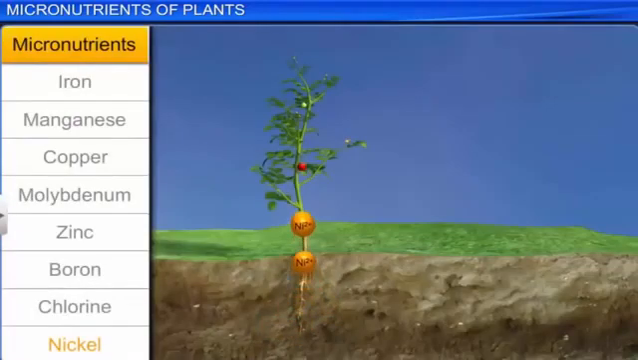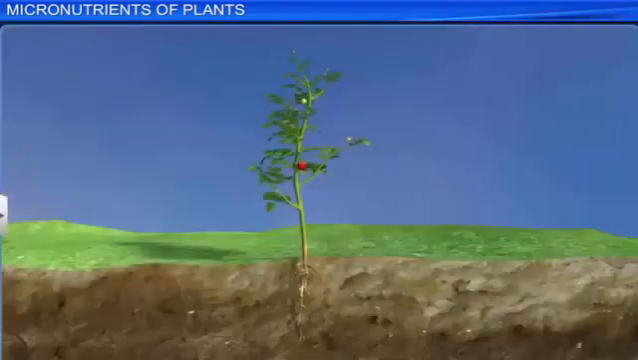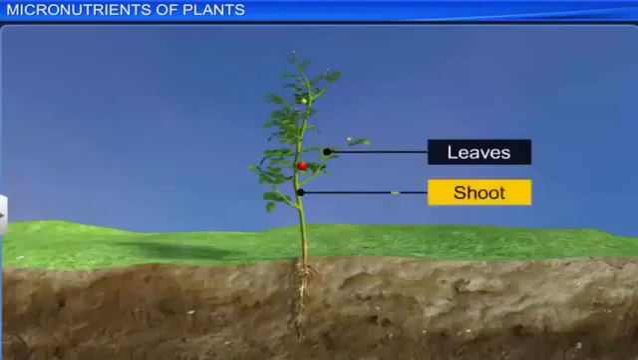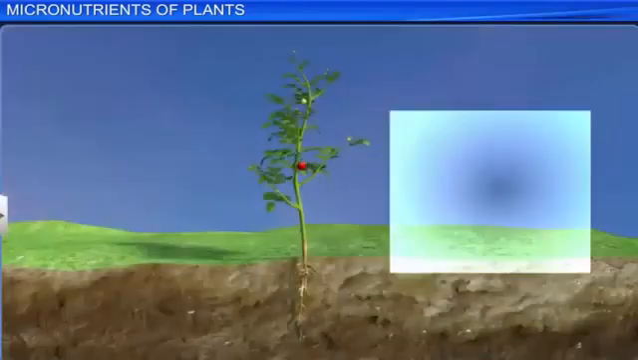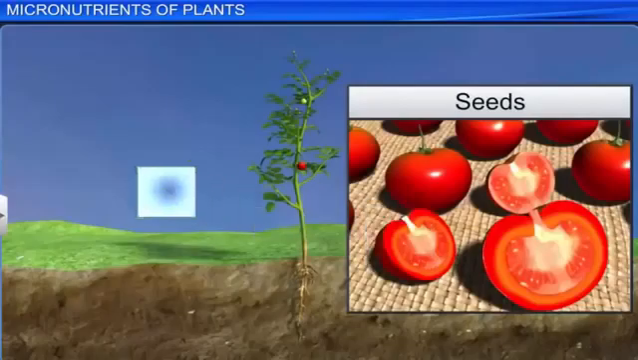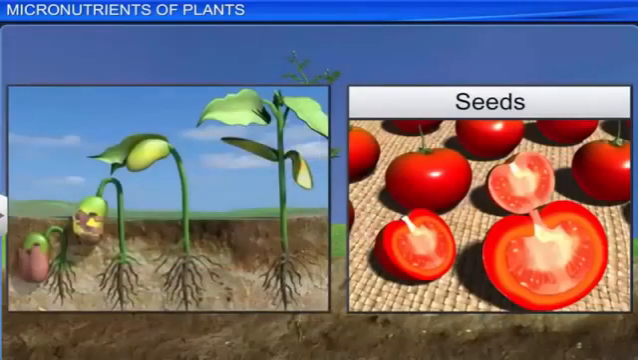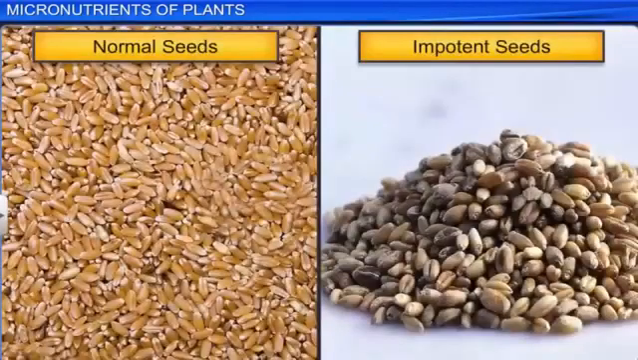Nickel is absorbed in the form of Ni2+. It is required by leaves, shoot, and seeds. Seeds need nickel to germinate. The deficiency of nickel leads to a failure in the production of viable seeds.